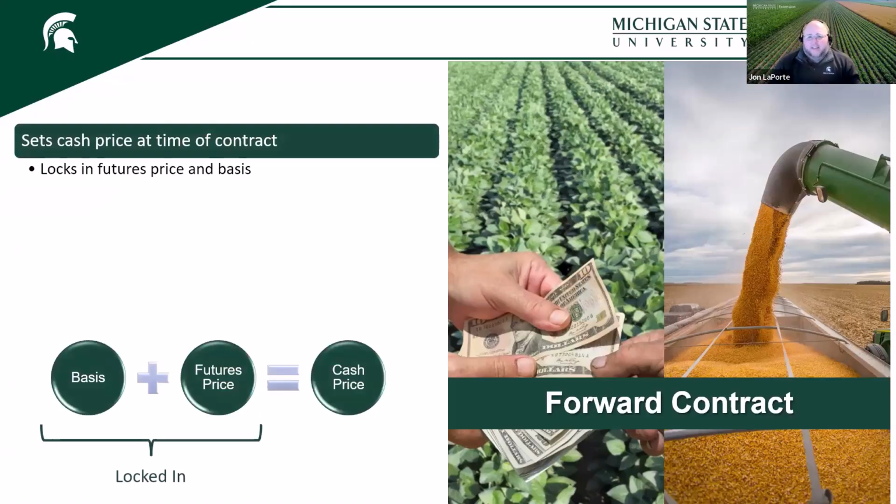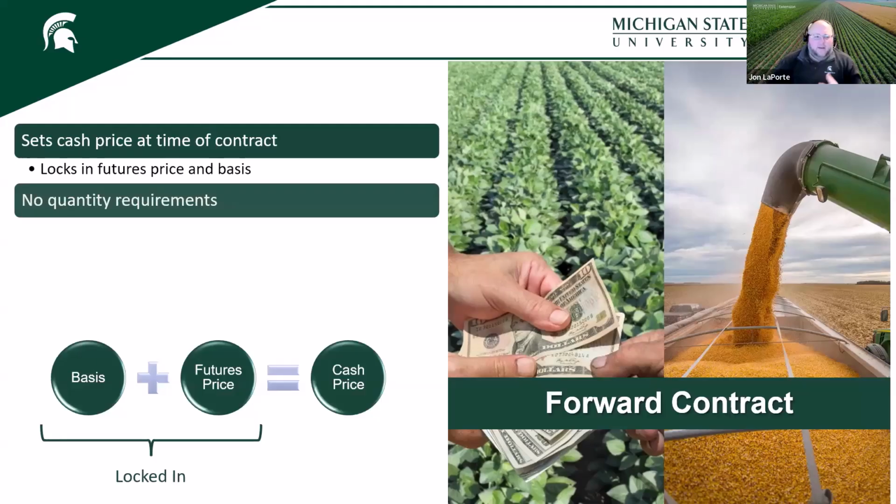You're actually setting the cash price at the time of the establishment of the contract. It locks in the futures price, and it also locks in the basis, because you're establishing what that cash price is ultimately going to be. One nice thing, or a couple nice things, about a forward contract is that there are no quantity requirements. So it's not like a futures contract where it's 5,000 bushels or so.